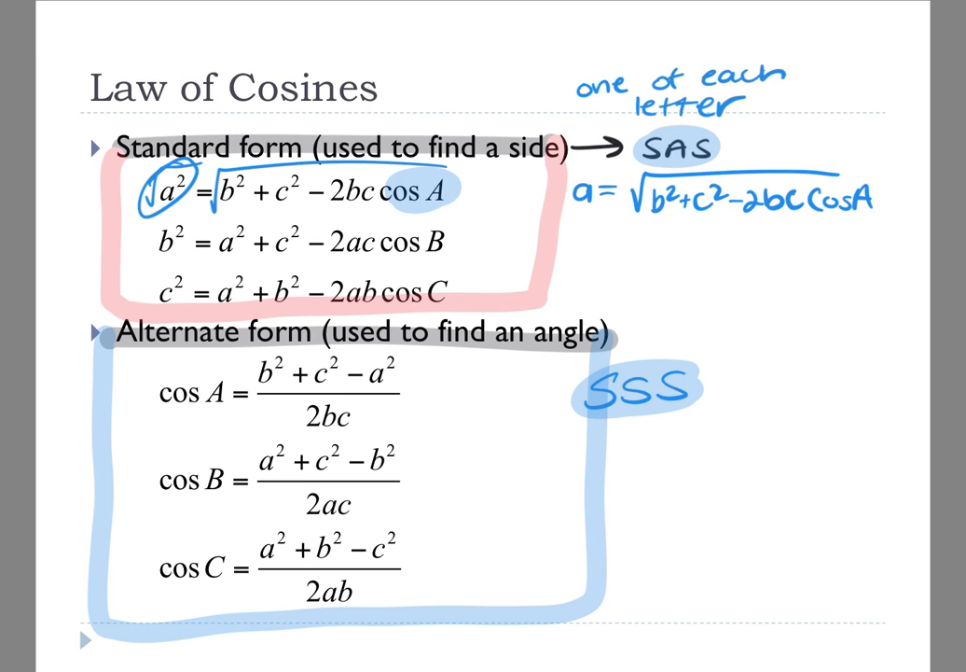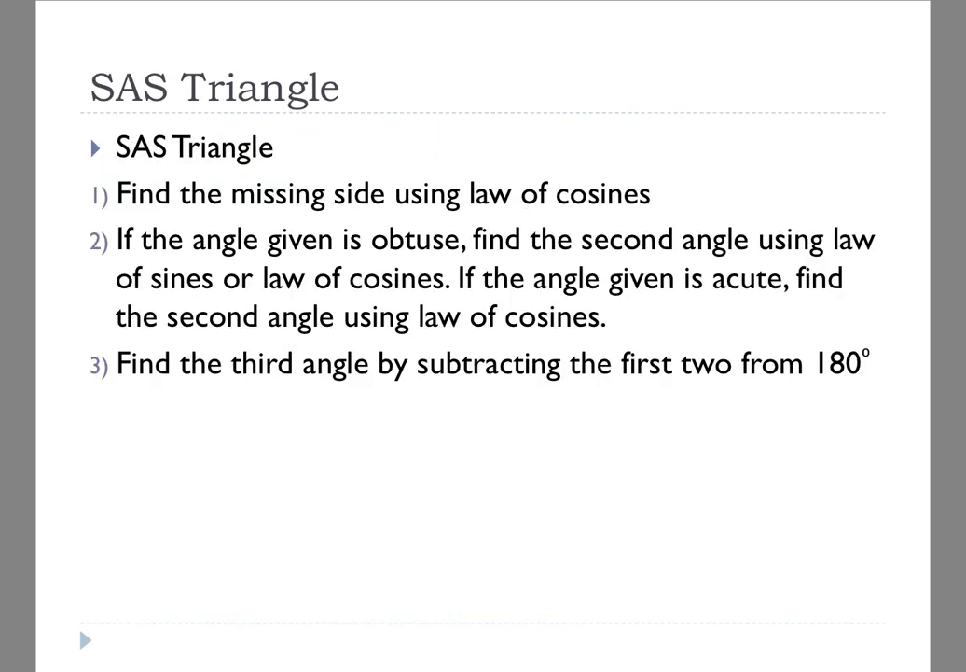The alternate form, if it's SSS, why are we finding these? Because you're going to get given all three sides, and you have to find two angles and then subtract for the last one. You'll subtract it from 180. All right, so we're going to start with side angle side.